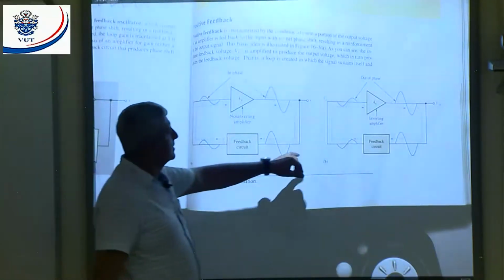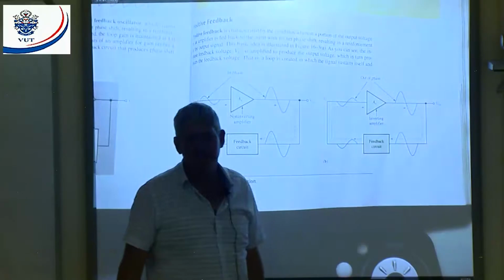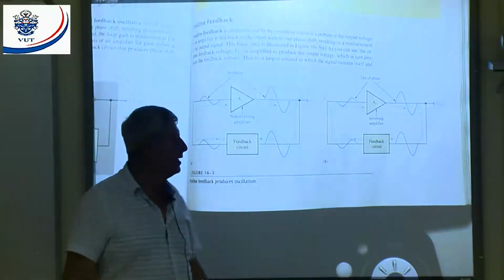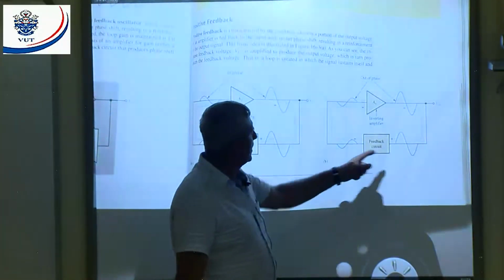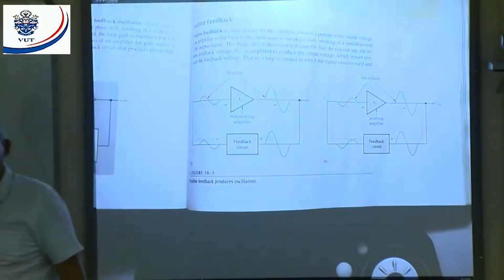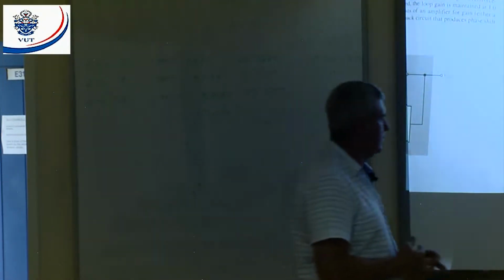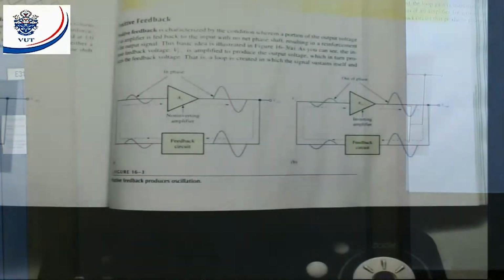In this case, if you look at this amplifier, what is the phase shift between the input and the output? 180 degrees. That means across my feedback circuit, I must also have 180 degrees. 180 and 180 will give me 360. That means it will be in phase. It will be positive feedback. Any questions?